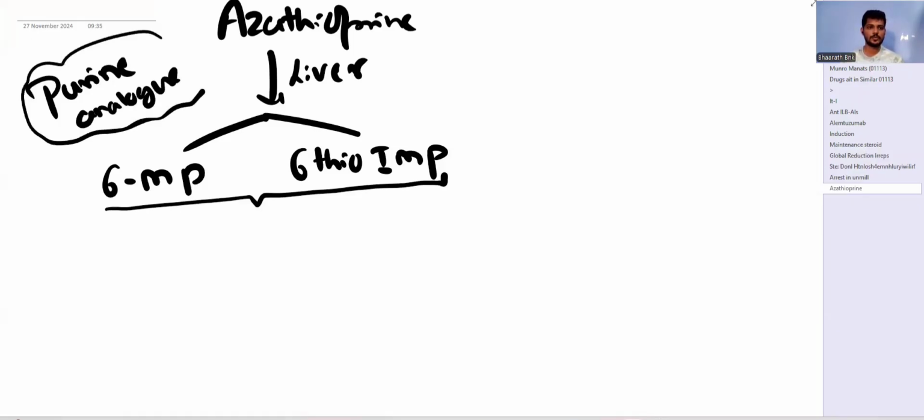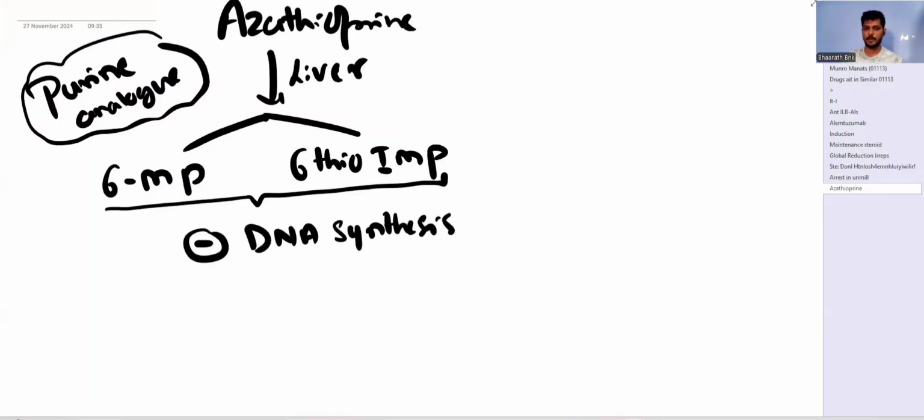Now, once these are produced, they will enter into the nucleus and they inhibit the alkylating stage in the DNA synthesis, and thereby they inhibit DNA synthesis. If at all DNA synthesis happens, during this production of DNA, obviously there will be some errors, and these errors are corrected by the DNA repair mechanisms. These will inhibit the DNA repair mechanisms also.